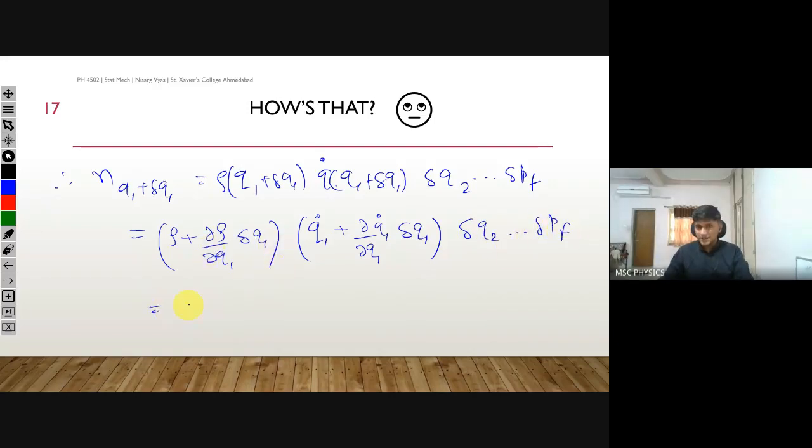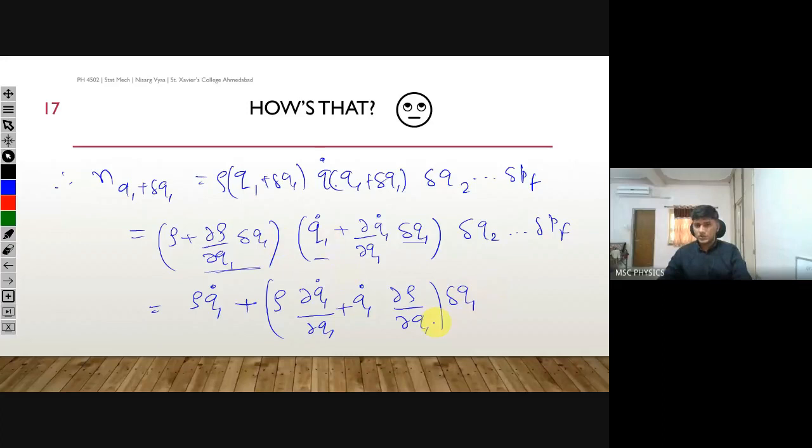And let's multiply these two guys. So rho Q1 dot plus rho times del Q1 dot upon del Q1. I'm just taking this delta Q1 common out. I'm taking this delta Q1 common, plus del rho, I'm taking the multiplication of this term with this term. So I should take Q1 dot first: Q1 dot into del rho by del Q1, and this delta Q1 was common in both of those terms.